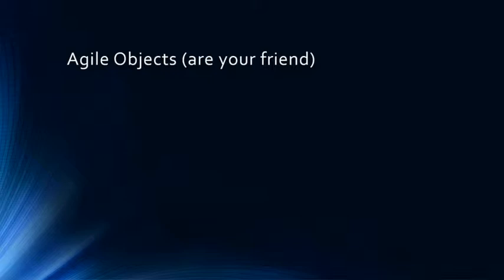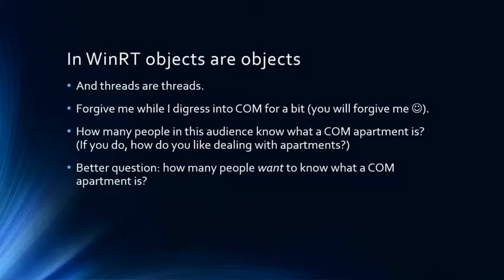The next topic before we get there is agility. So probably this concept of agile objects is unfamiliar unless you've been programming on the new platform recently. So in WinRT, we've done as much as we possibly can to say that objects are objects and threads are threads. And what that means is I don't want you to have to know what an apartment is.